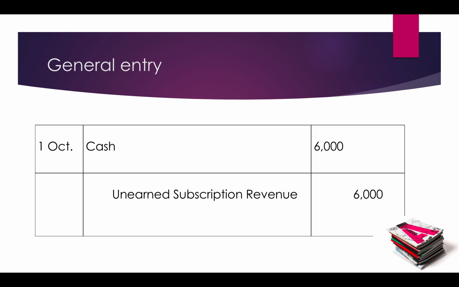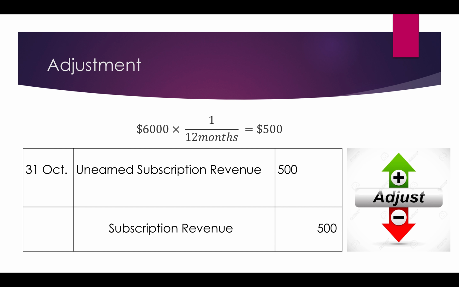Now suppose that the company prepares financial statements at the end of each month. Therefore, by the end of October, the company would have already provided 1 month's worth of service. To calculate revenue for that month, we would divide $6,000 by 12, giving us a monthly revenue of $500. This is an adjustment, and we will then record the following adjusting journal entry as a debit in the unearned subscriptions revenue account and a credit in the subscriptions revenue account, each by $500.